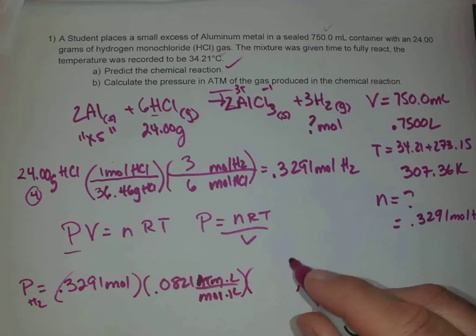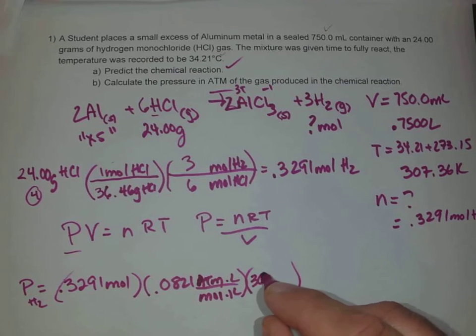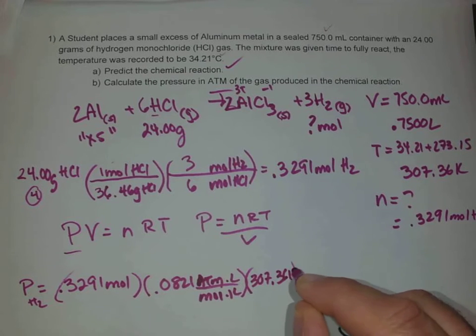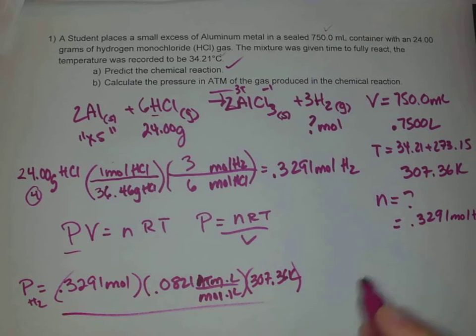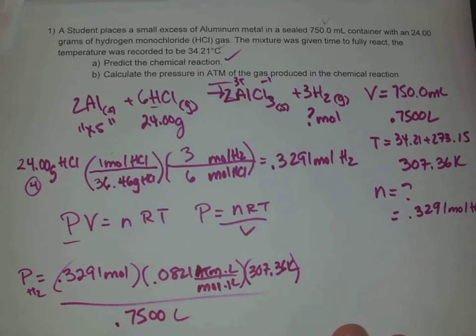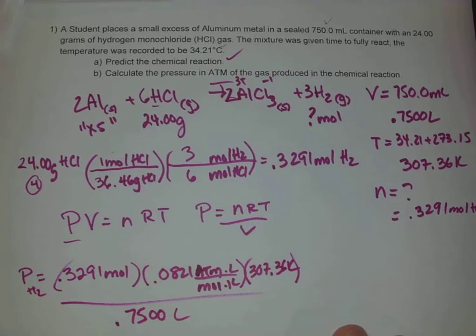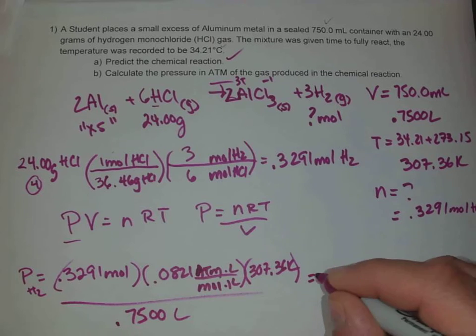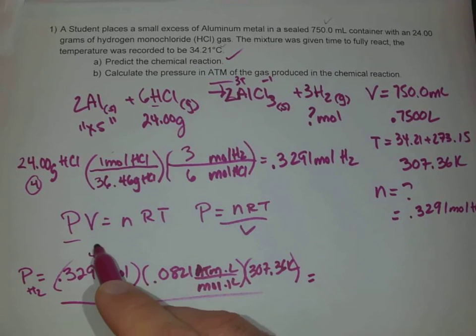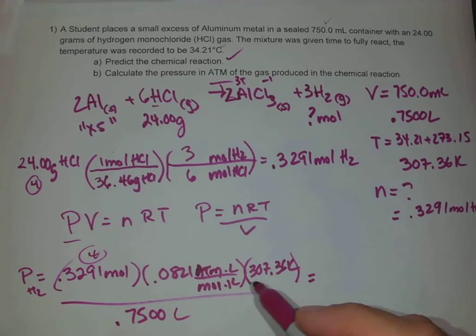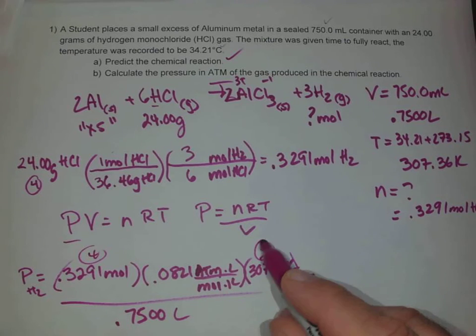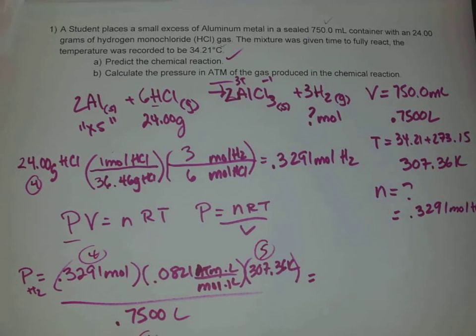And then the Kelvin temperature we said is 307.36 Kelvin, over the size of the vessel that it's in, which is 0.7500. You want to hit pause and plug it in, see if you come up with the answer. Again, this is 4 sig figs. This is a defined quantity, so that doesn't count. This is 5. This is 4, so my answer should have 4 sig figs.